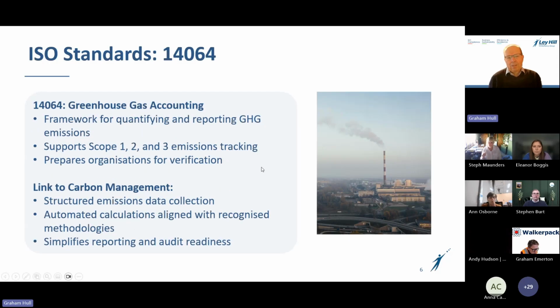And the last one I'm going to touch on now, because Steve will pick up on it a bit later, is 14064, which is very much around a greenhouse gas accounting standard. I'll leave Steve to talk about the difference on verification, but it's not a certifiable standard in the same way as the other two are. But it very much gives you a consistent framework for quantifying and reporting on these various emissions that you're making. So that's just the three that I wanted to pick up and talk about briefly to you.